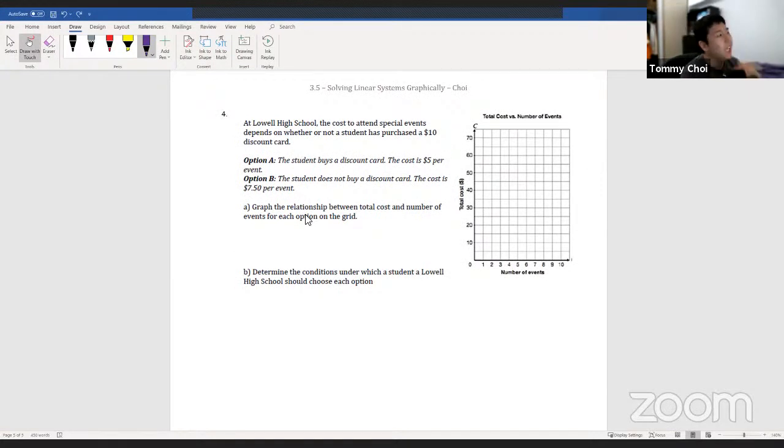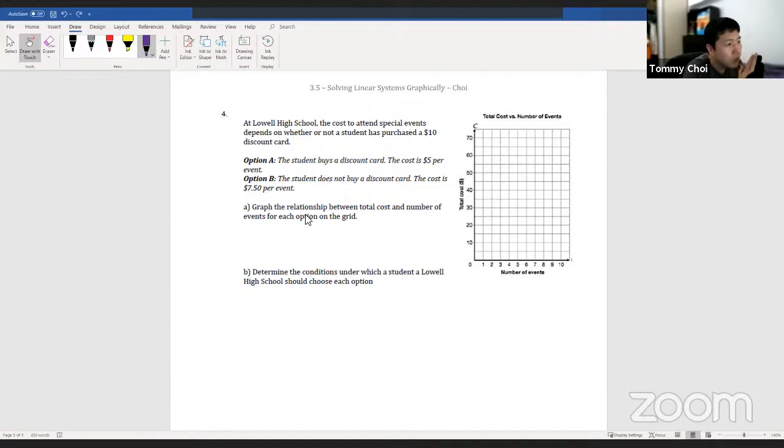So question 4: at Lowell High School, the cost to attend special events depends on whether or not a student has purchased a $10 discount card. Option A, the student buys a discount card. The cost is $5 per event. Option B, the student does not buy a discount card. The cost is $7.50 per event. Graph the relationship between total cost and number of events for each option on the grid. Then part B, determine the conditions under which a student should choose each option. It's a typo in the question. When should they choose each option?